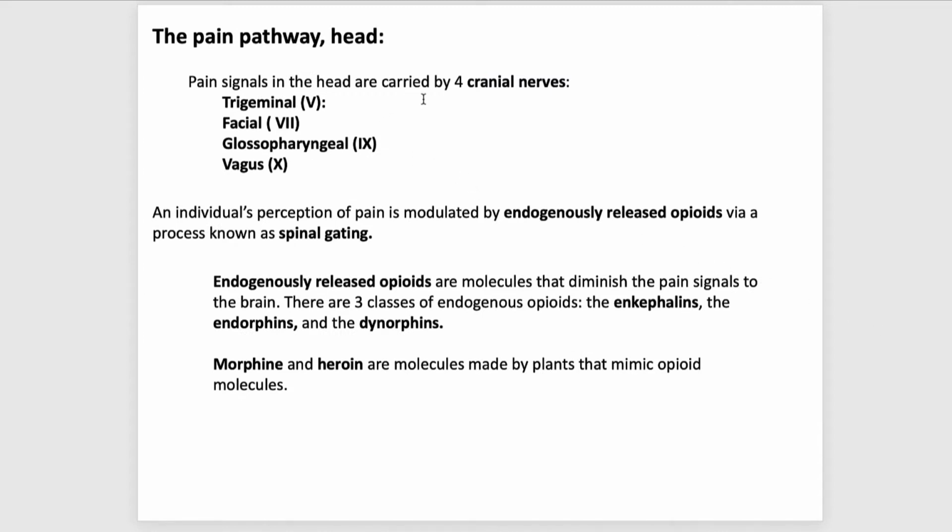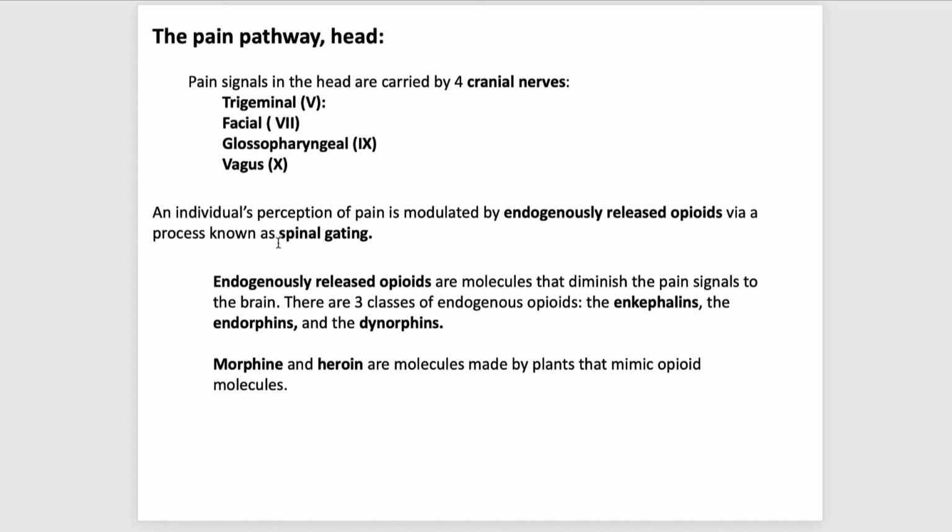Let's talk about pain, and how pain is carried. You can follow our mnemonic. The four cranial nerves that carry pain are the trigeminal, the facial, which is the one that your dentist is trying to knock out before he pulls your teeth out or does a root canal, glossopharyngeal, and vagus. These are the pathways into the brain.